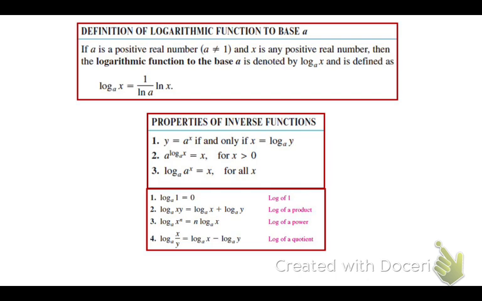Well, the definition of a logarithmic function base A. If A is a positive real number, A cannot equal 1, and X is a positive real number, then the logarithmic function base A is denoted as log base A of X, and is defined as log base A of X equals 1 over the natural log of A times the natural log of X. Okay, that is a horrible way to write the change of base formula. So I'm going to cross this out and just write the natural log of X over the natural log of A.